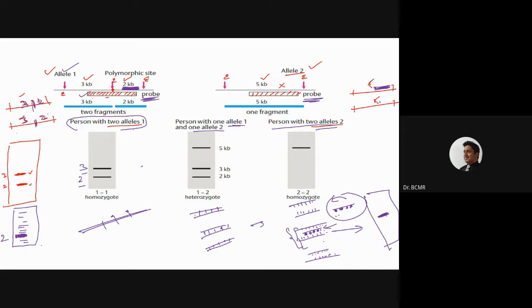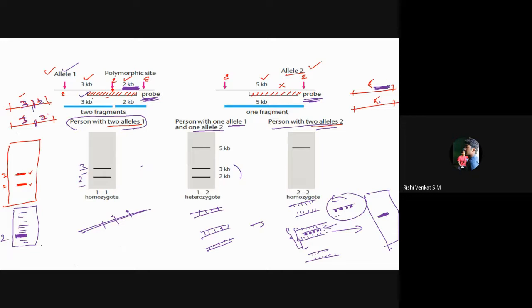Can you tell me if there is any other question you had in this? Yes, sir. Let's take this 3 kb and 2 kb example. If we break between the 3 kb strand and the 2 kb strand, and the probe is specific only to the 3 kb part, how does it work?